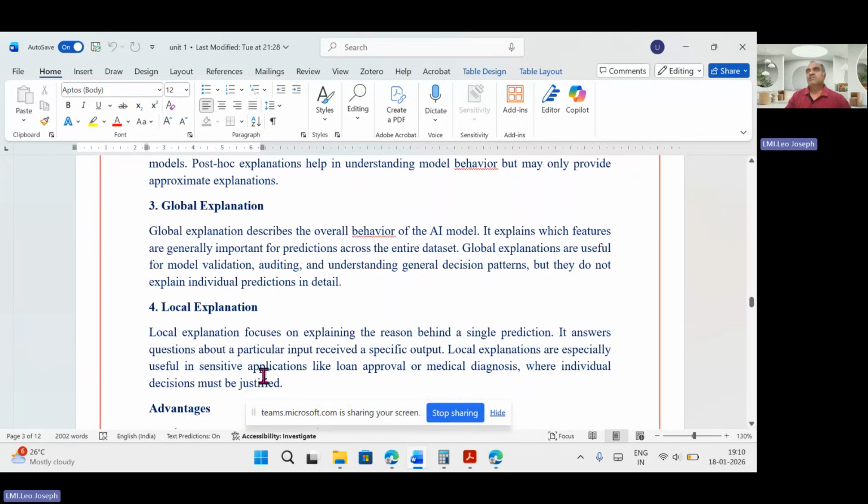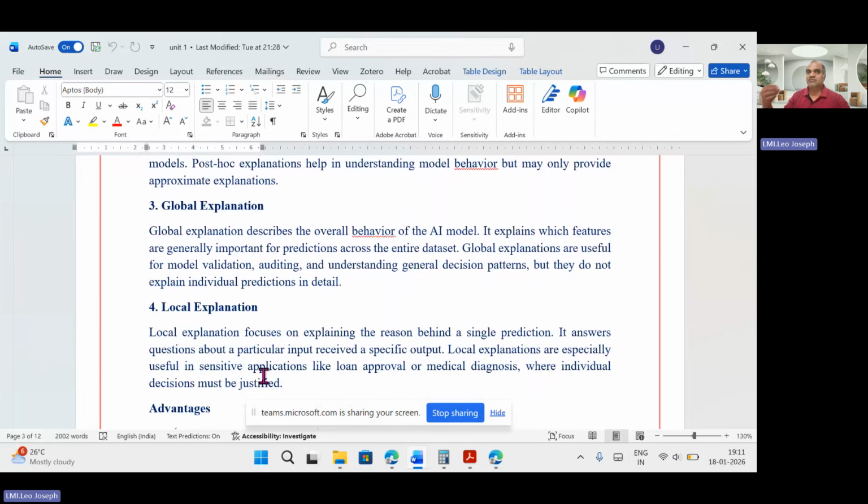Global explanation means if you give 100 samples, the model will analyze the 100 samples and give predictions based on the 100 sample results. Overall, how is the model doing on average, how is the model performing. That is called global explanation. This is useful for model validation, auditing, understanding general decisions. Not a single customer, not me only. If 1,000 applications are processing, out of 1,000 applications, how is it processing, how is it giving results.